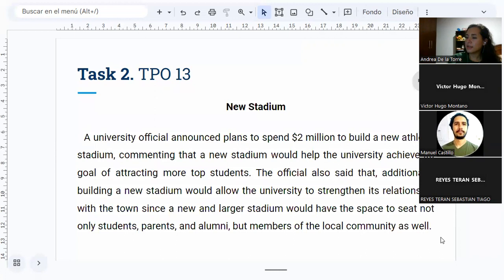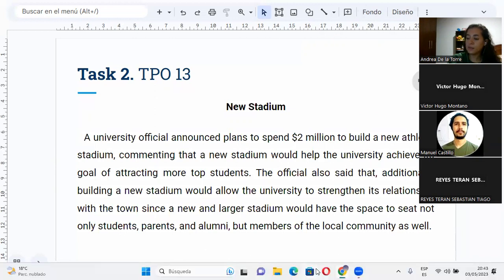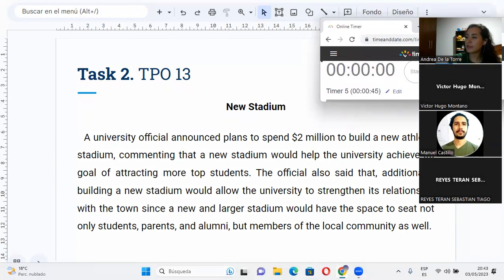Now let's take a look at another one. All right, here. So it'll be the same. You will have 45 seconds to read the text.